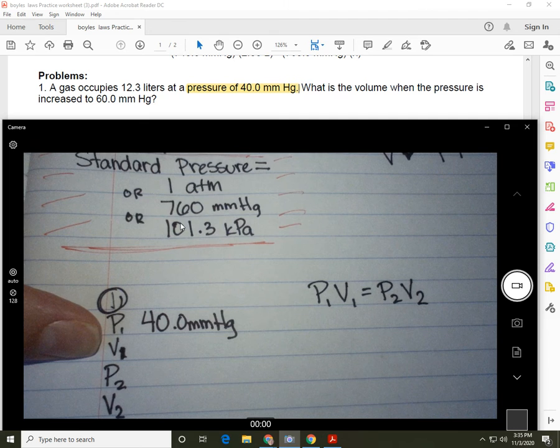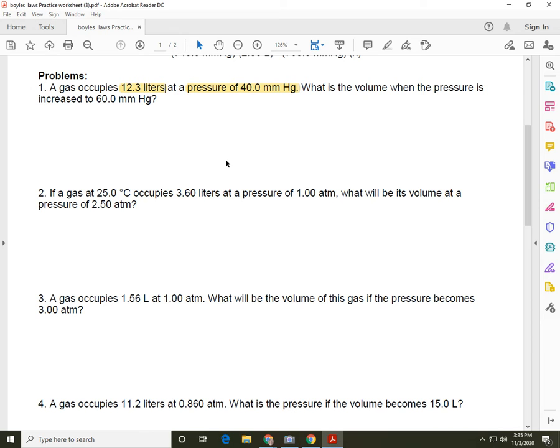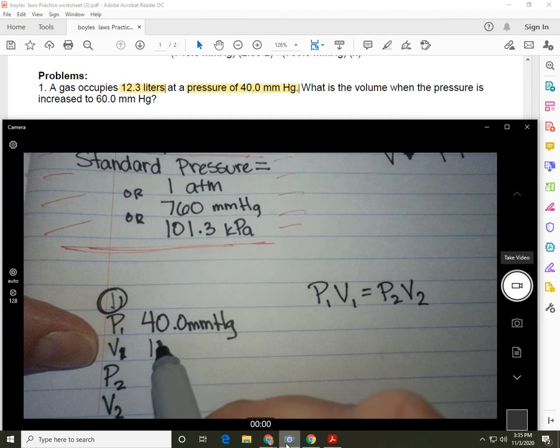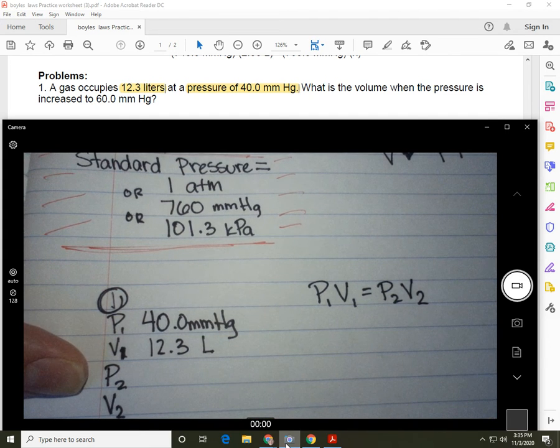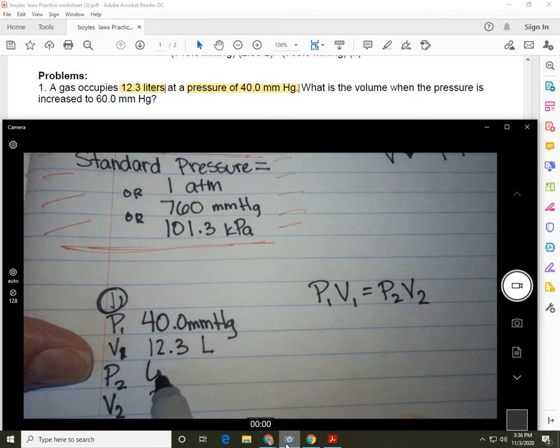I look at that same problem. When it's at 40 milliliters of mercury, it occupies 12.3 liters. Well, it doesn't say volume, but it does say liters, and liters is a unit of volume. So we're going to go ahead and use that number as our volume 1. Okay, and then when I look at the problem again, it says, what is the volume? So I know that volume is what I'm looking for, when the pressure is increased to 60 millimeters of mercury. So my pressure 2 is 60 millimeters of mercury.